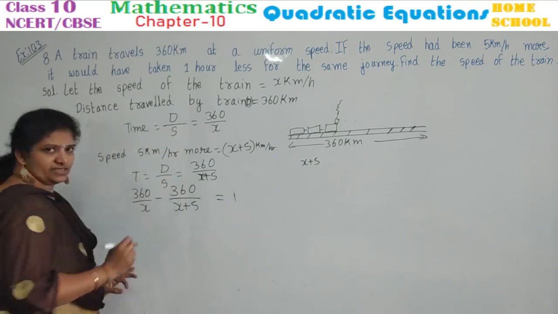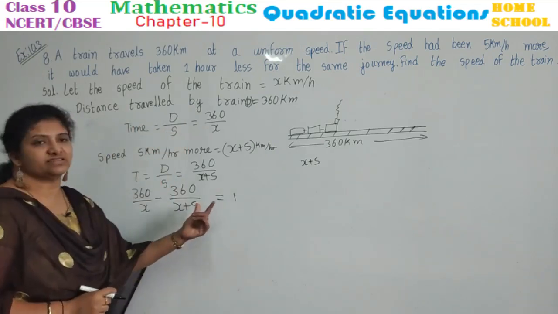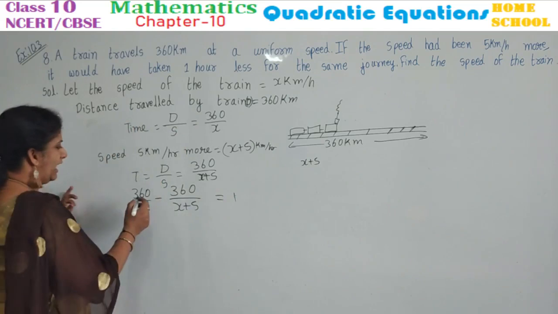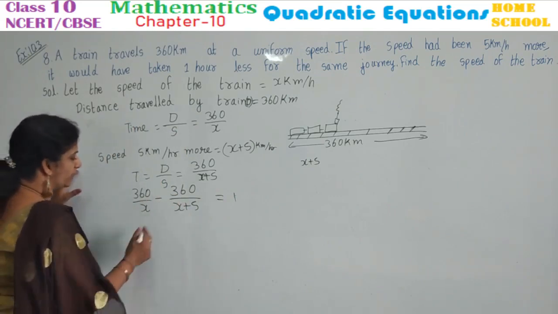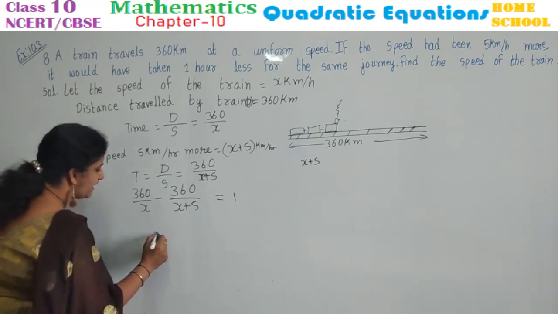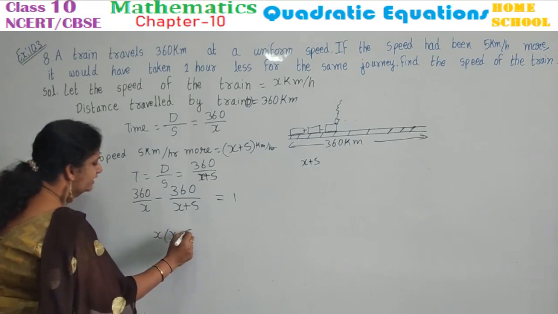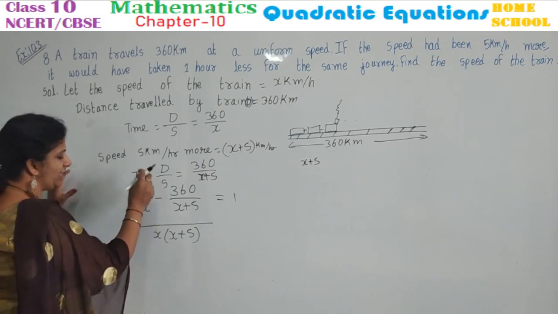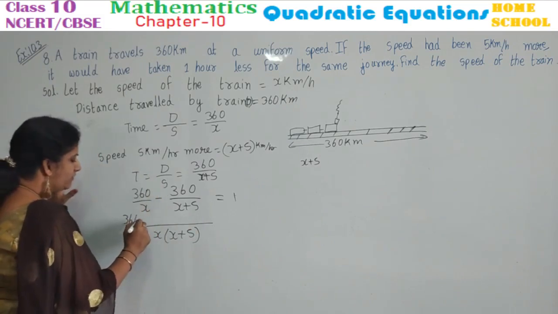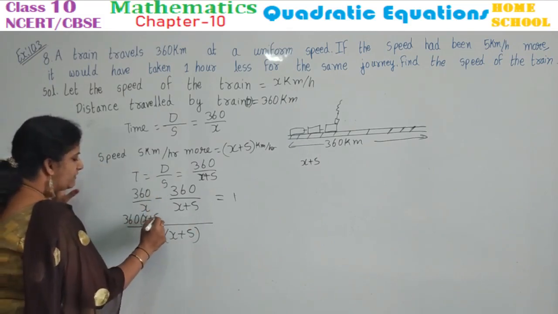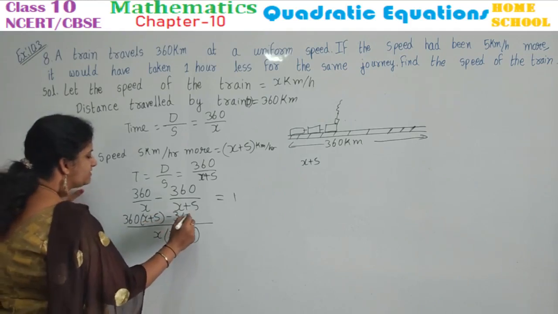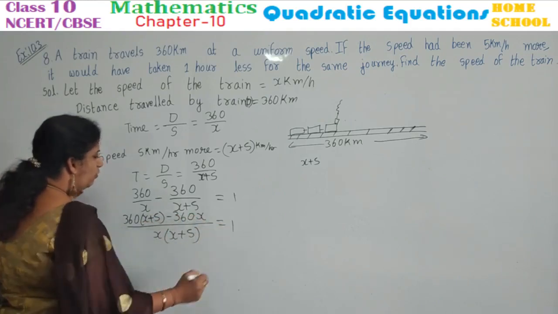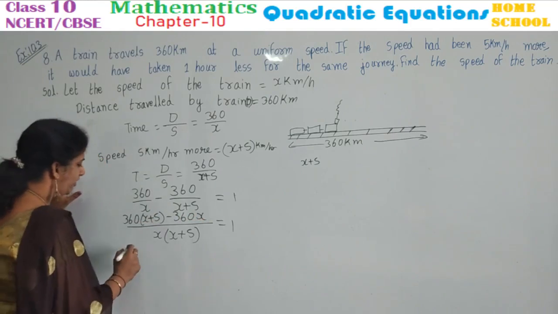Time is equal to distance by speed. Difference is equal to 1. Now, we need to solve these two ratios. Do the LCM: x into x plus 5. x is already there, so x plus 5 is multiplied for the numerator. 360 into x plus 5 minus 360x is equal to 1. Remove the bracket.